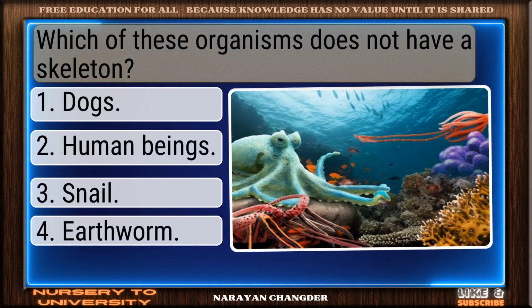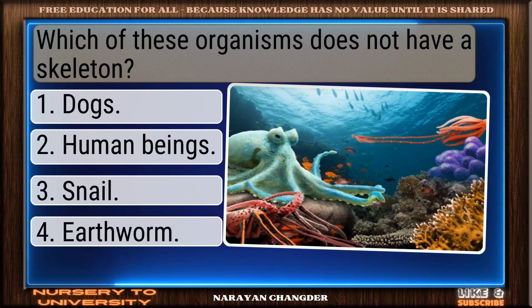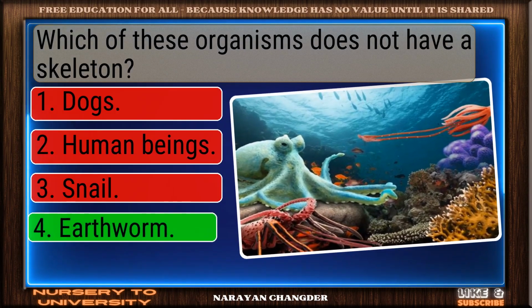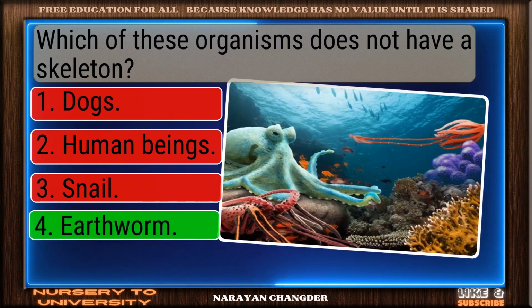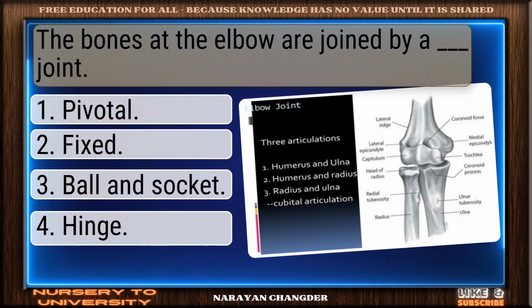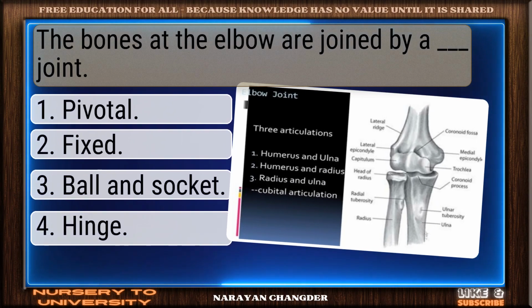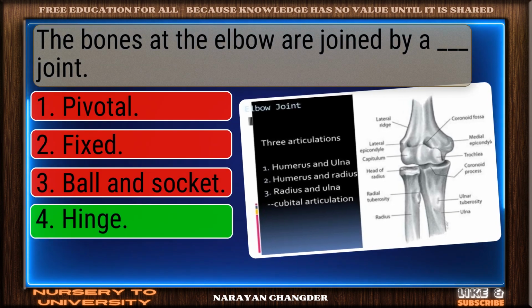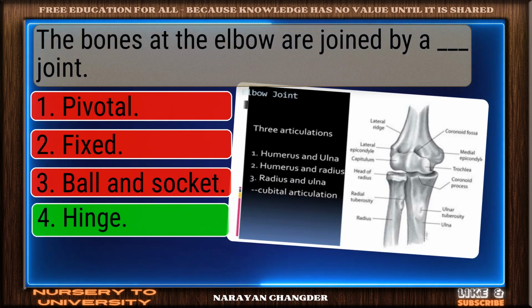Which of these organisms does not have a skeleton? Exactly. Earthworm makes sense and it is the right choice. The bones at the elbow are joined by a dash joint. On track. Hinge is the correct answer.